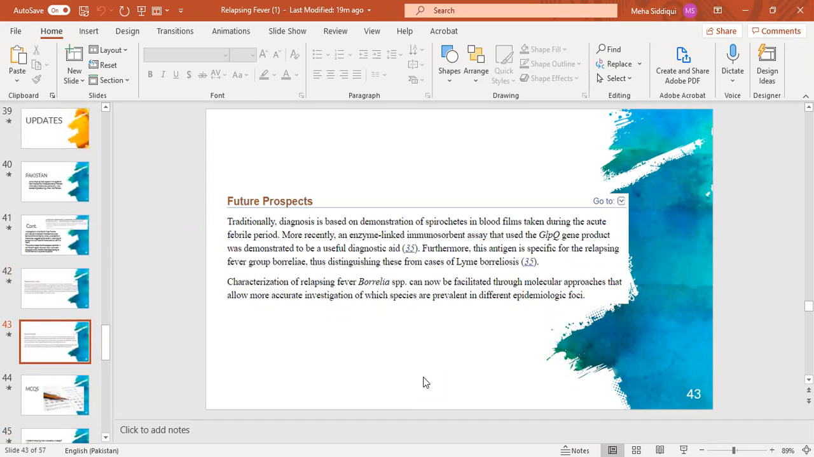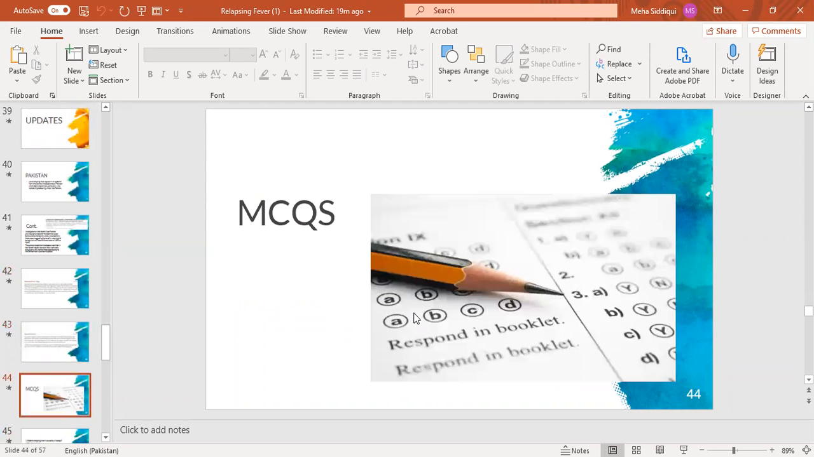Future prospects. Traditionally, diagnosis is based on demonstration of spirochetes in blood films taken during the acute febrile period, as we discussed earlier. More recently, an ELISA that used the GlpQ gene product was demonstrated to be a useful diagnostic aid. Furthermore, this antigen is specific for the relapsing fever group Borrelia, thus distinguishing these cases from Lyme borreliosis. Characterization of relapsing fever Borrelia species can now be facilitated through molecular approaches that allow more accurate investigation of which species are prevalent in different epidemiologic foci.